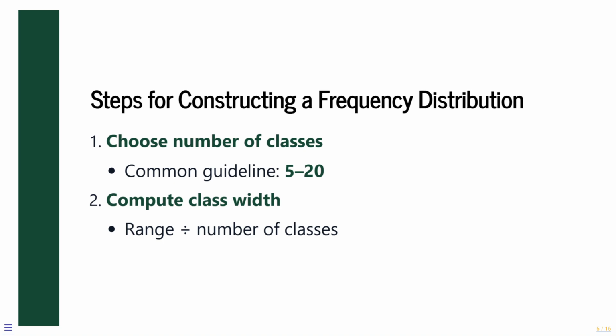Step 2. Compute the class width. Subtract the minimum value from the maximum value to obtain the range. Divide this range by the chosen number of classes, then round up to a convenient number. Rounding up ensures that all observations fit neatly into the defined classes without overlap.